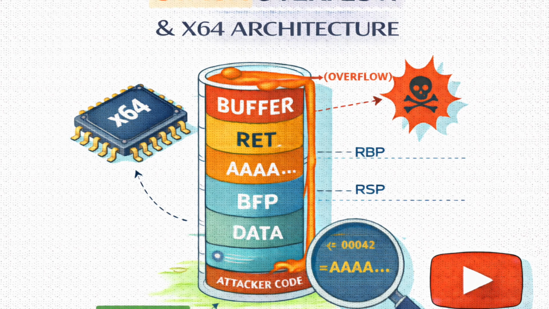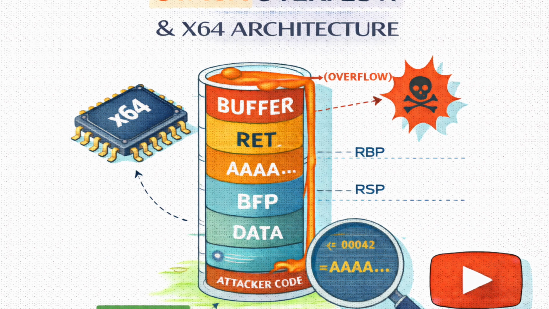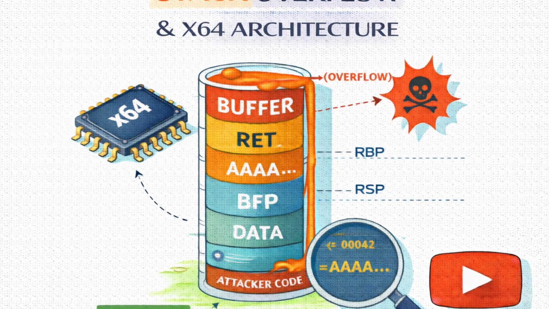It's not alphabetical. It never is, is it? Never. It goes RDI, RSI, RDX, RCX, R8, and finally R9. RDI, RSI, RDX, RCX, R8, R9. It feels like a video game cheat code. It basically is. RDI gets the first argument, RSI the second, and so on.